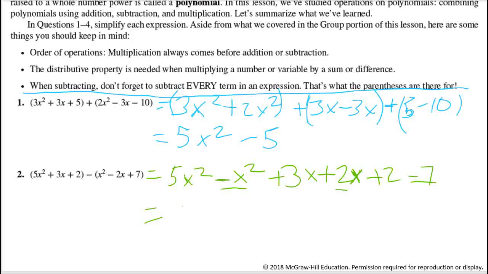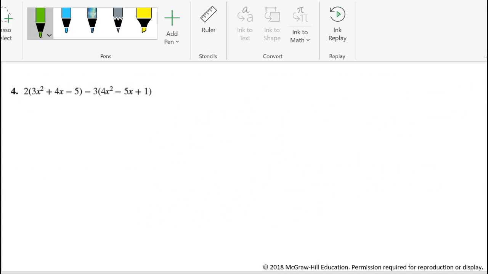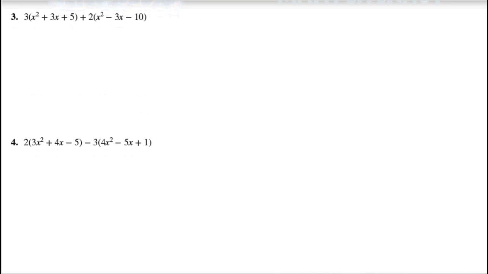So I have 4x squared, because I'm going to do this first. I'm combining like terms. 3x plus 2x is 5x. And then 2 minus 7 is negative 5. So I add a negative 5 or I subtract a 5. Go ahead and try question 3. Restart the video once you're done.